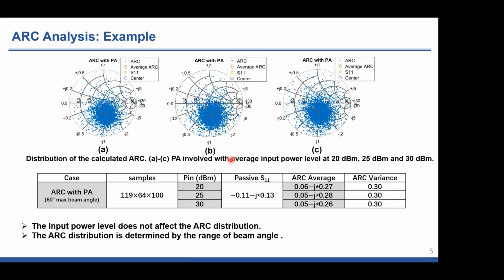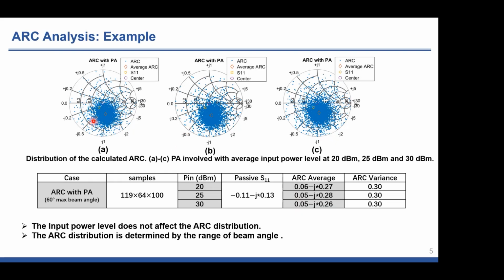And with the method we mentioned for the ARC calculation, we get some results for the ARC distribution based on the conditions before. Here we show the ARC distribution of 3 cases. From case A, all these 3 cases involve the nonlinearity of the PA, and the input power level is from 20 dBm to 30 dBm.